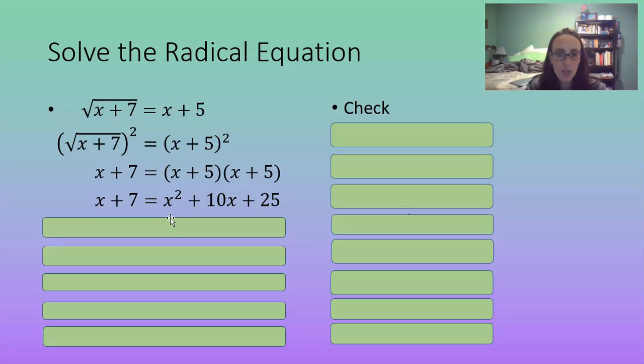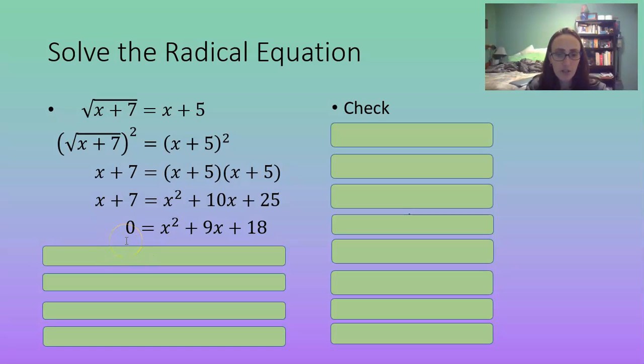To continue to solve this, I want to try to make it so I have 0 on one side of my equal sign. So I'm going to move my x and my 7 over to my right-hand side. And I'm going to do that by subtracting. I subtracted x on both sides, so that meant that 10x minus 1x is 9x. Subtracting my 7 with my other constant over here, 25 minus 7 is 18. So now I'm left with my trinomial, x squared plus 9x plus 18, and that equals 0.